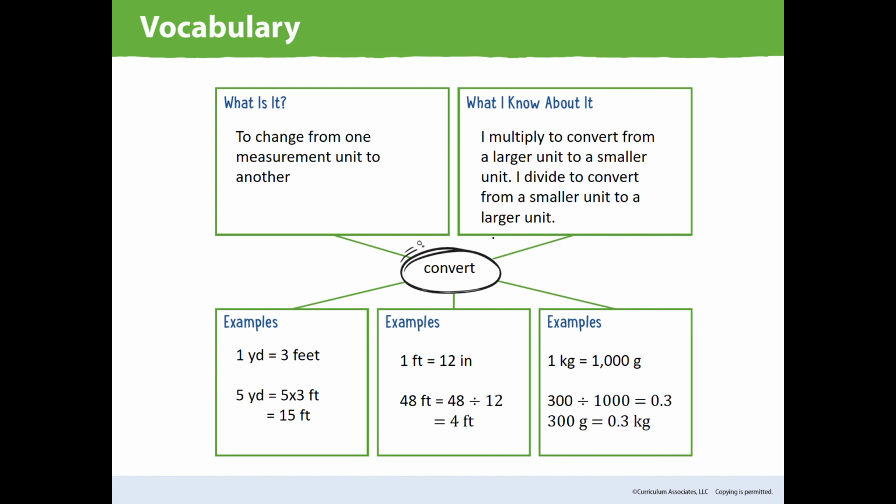And if you want a little extra practice converting measurement units, a great thing to do is to find a recipe and convert measurement units inside the recipe in your kitchen.